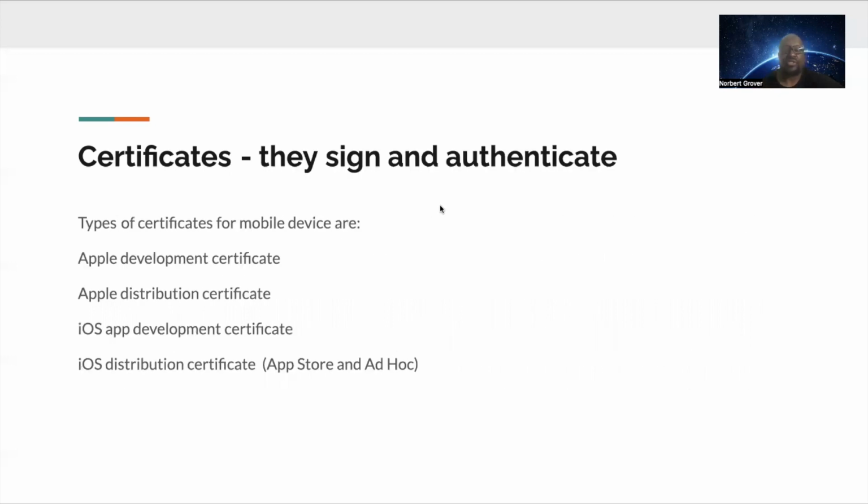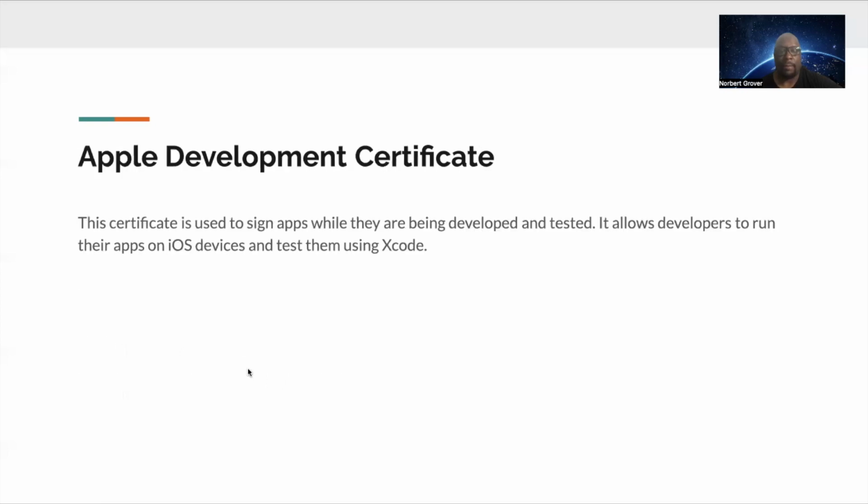Okay, now these are the types of certificates you will be using for mobile apps: your Apple development certificate and your Apple distribution certificate. These are the main ones that we will be dealing with, where the distribution one deploys to the App Store. And I'm going to show you the difference between the Apple development certificate and the iOS app development certificate, as well as the difference between the Apple distribution certificate and the iOS distribution certificate, okay?